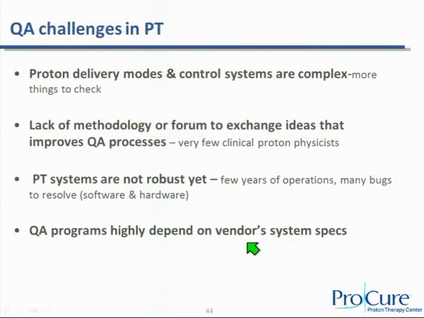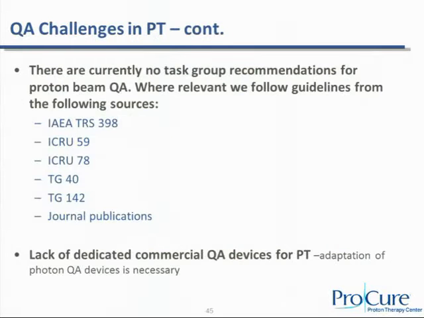And again, the QA system depends on the vendor system specs. If you have a room or a system that's completely pencil beam or uniform scanning, the QA program is different than a system that's only doing double scattering. Very similar, but different. And a Hitachi system is different than an IBA system, and I'm sure all the single room solutions will also be different. You have to think about what the failure modes are for that particular system or delivery, and design your QA system around it.